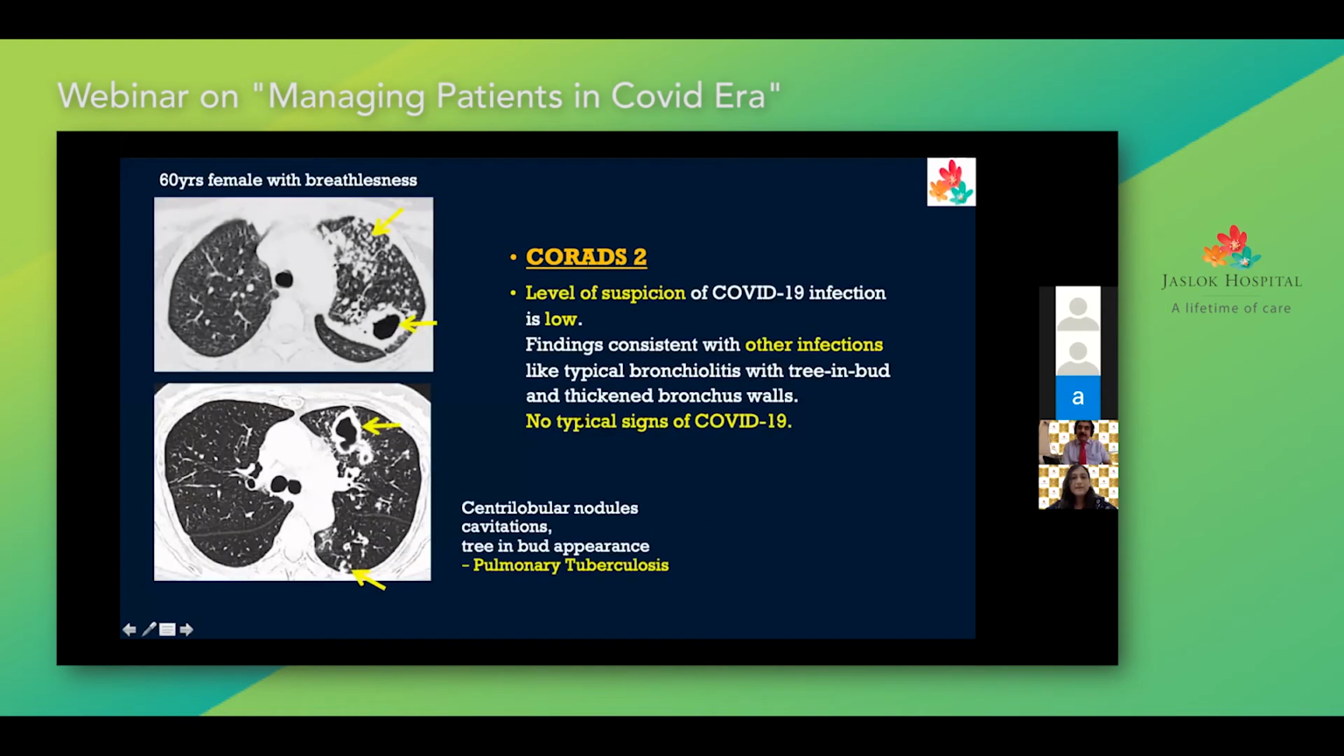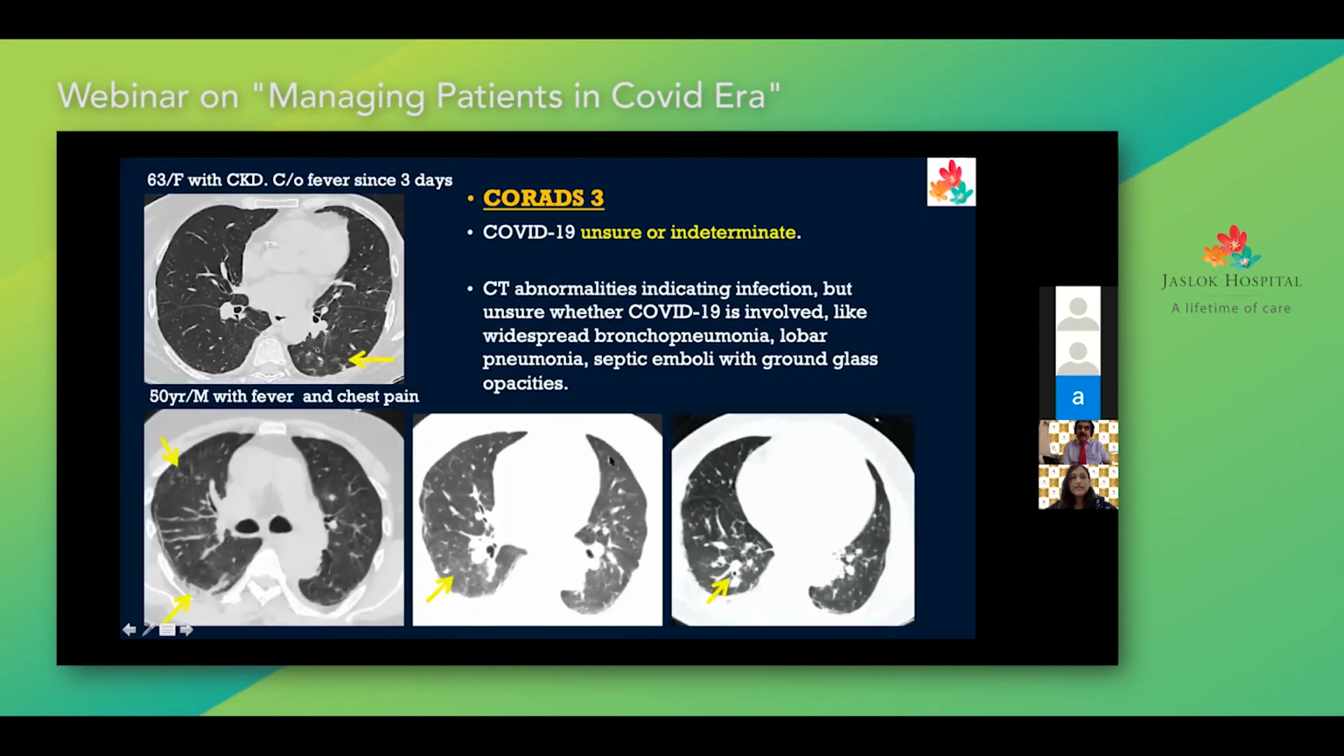Now, this is an example where we see centrilobular nodules, cavitation, and tree-in-bud, classic of pulmonary tuberculosis, graded as CO-RADS 2 with a very low suspicion of COVID. CO-RADS 3, an example over here, you can see unilateral non-specific ground glass densities. Another patient with ground glass density nodules, some amount of fibrosis, some amount of bronchovascular thickening. So all these are a little non-specific for the disease, and COVID cannot be entirely excluded in these cases and hence graded as CO-RADS 3.